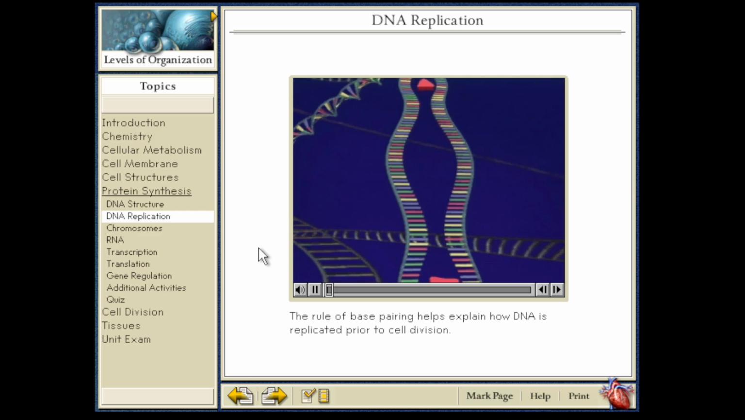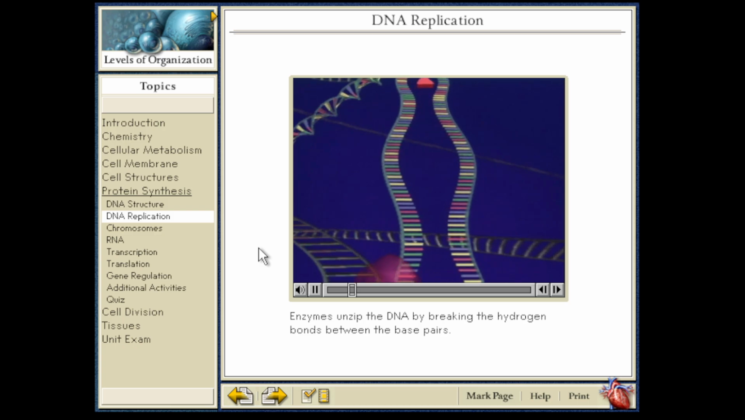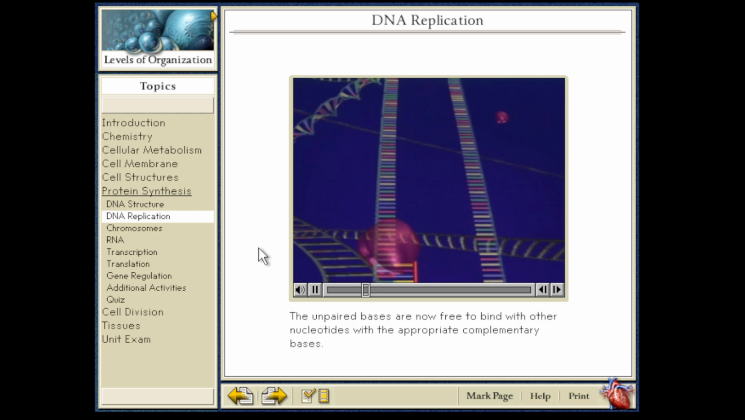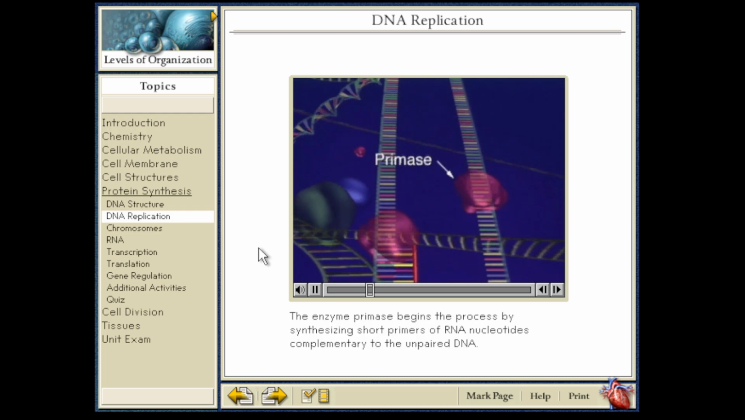The rule of base pairing helps explain how DNA is replicated prior to cell division. Enzymes unzip the DNA by breaking the hydrogen bonds between the base pairs. The unpaired bases are now free to bind with other nucleotides with the appropriate complementary bases. The enzyme primase begins the process by synthesizing short primers of RNA nucleotides complementary to the unpaired DNA.